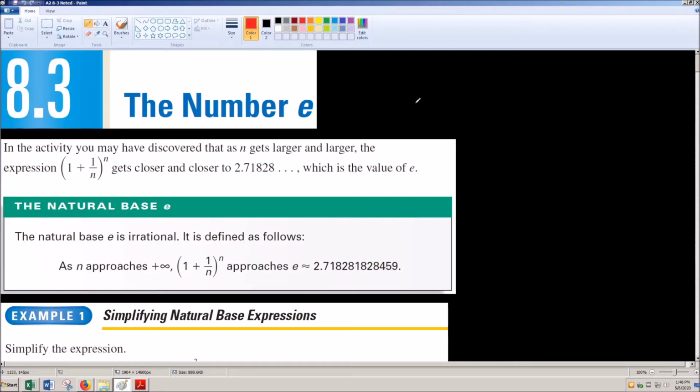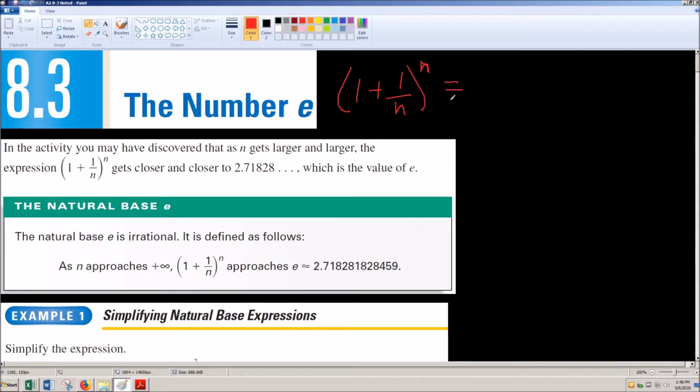E is approximately 2.72. The way that we arrive at e is we take our compounding interest and we say it's going to compound continuously. So if I have this thing, 1 plus 1 over n, to the n, what is that going to give us?